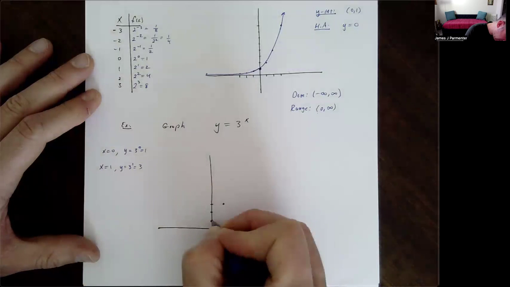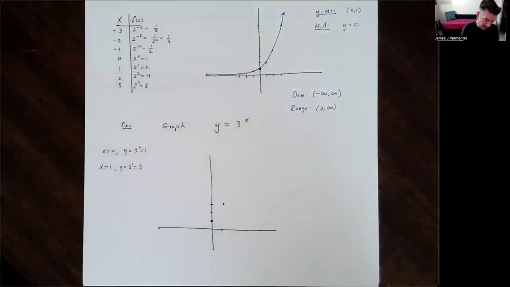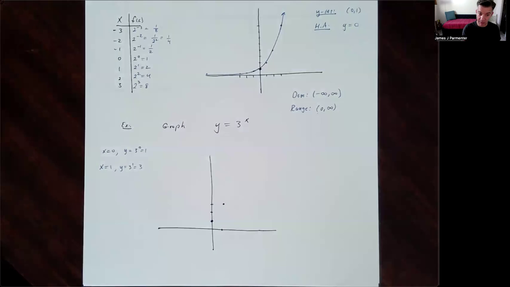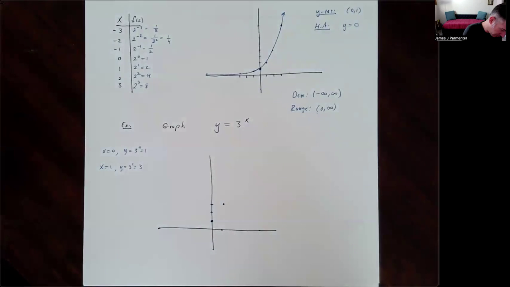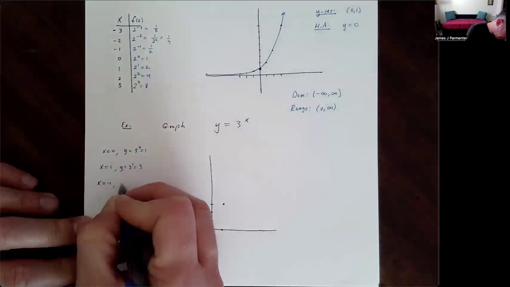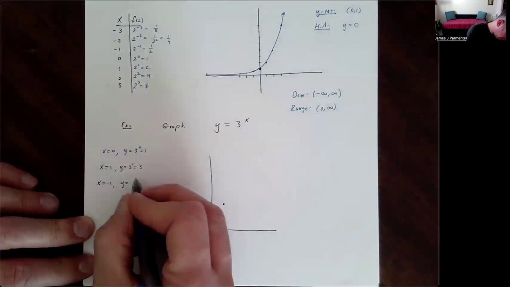So there's those 2 points. I know it's not a straight line, though. It's still going to have this same shape. It's going to have that classic exponential shape. It's going to be a little bit steeper because my base is a little bit larger. If you want, you can plot one more point. Like if x is -1, y is going to equal 3 to the -1, which is 1/3.